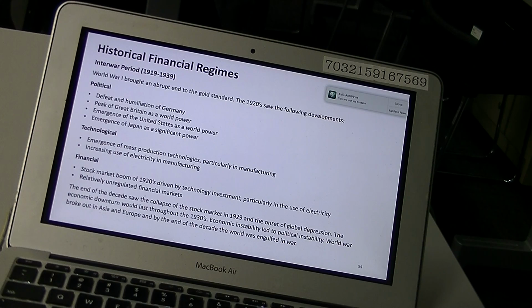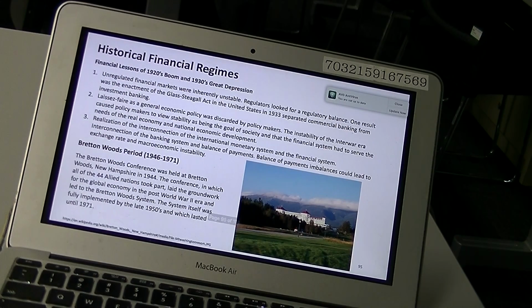World War, this led to World War II. It first broke out in Asia, Japan and China, and Europe later, all around the same time. Germany expanded. By the end of the decade, the world was once again engulfed in a war that would lead to a dramatic change in the world.